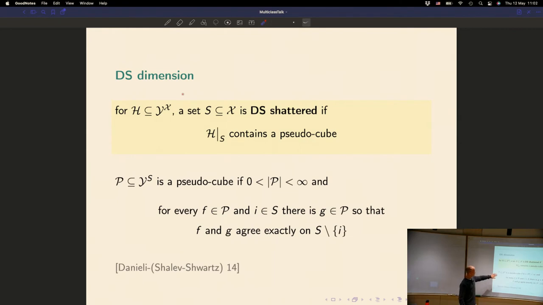The maximum size of a shattered set in this sense is called the DS dimension. Does this make sense? Okay. This came about 30 years after the previous one, which was 25 years after the earlier one.